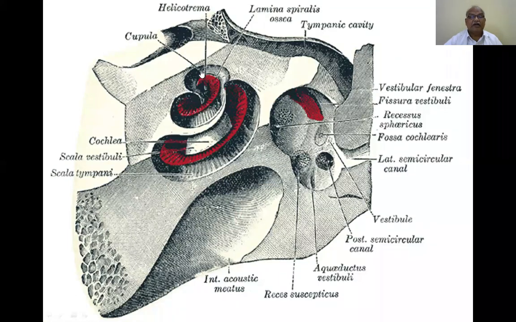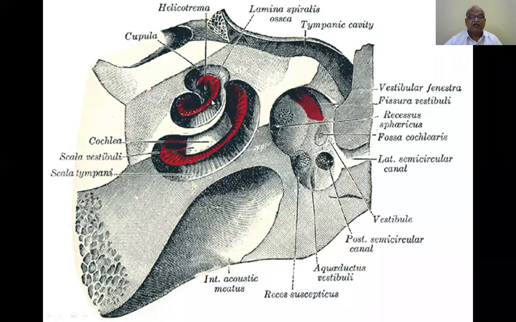This is the most prominent part of the cochlea, the cupula. Now this is the spiral lamina. How is it dividing the cochlea? This is the cochlear tube. This is another cochlear tube.